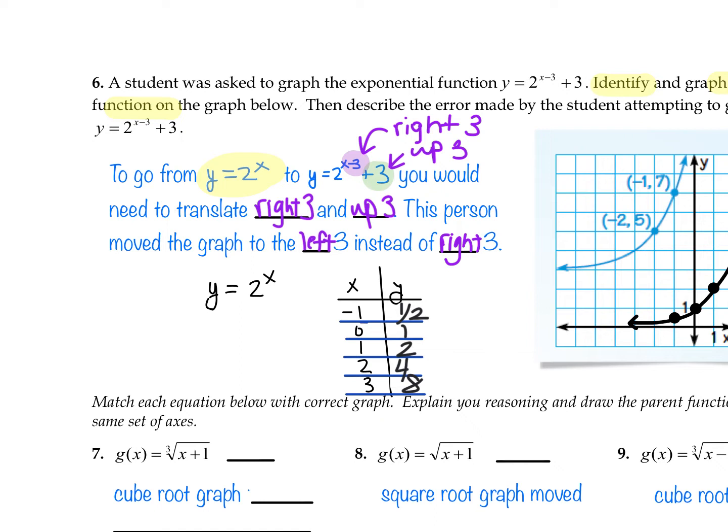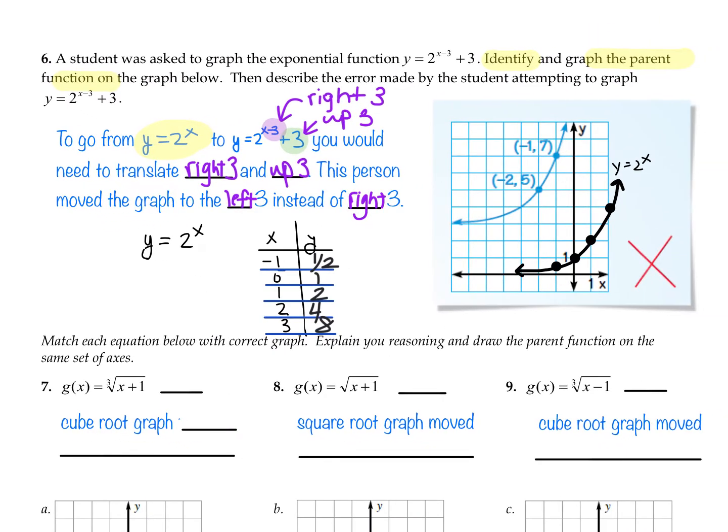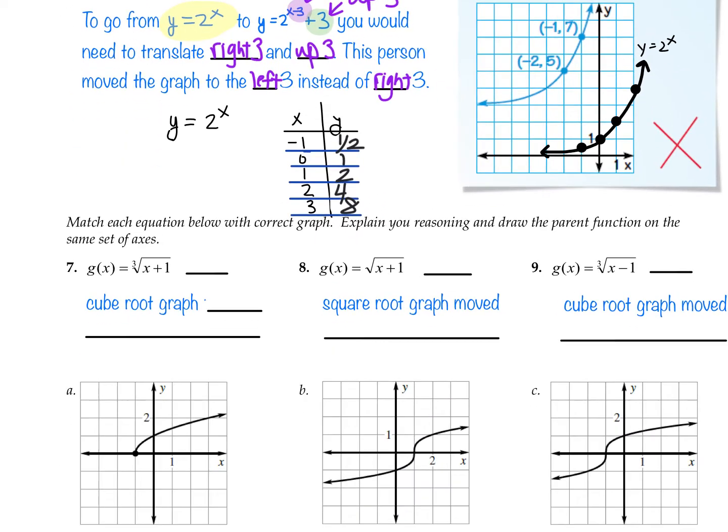So you got to be careful with the x values. If the number is directly with the x, it's happening to the x, then it's either right or left. Plus is to the left, minus is to the right. And again, you can always do these in your graphing calculator.